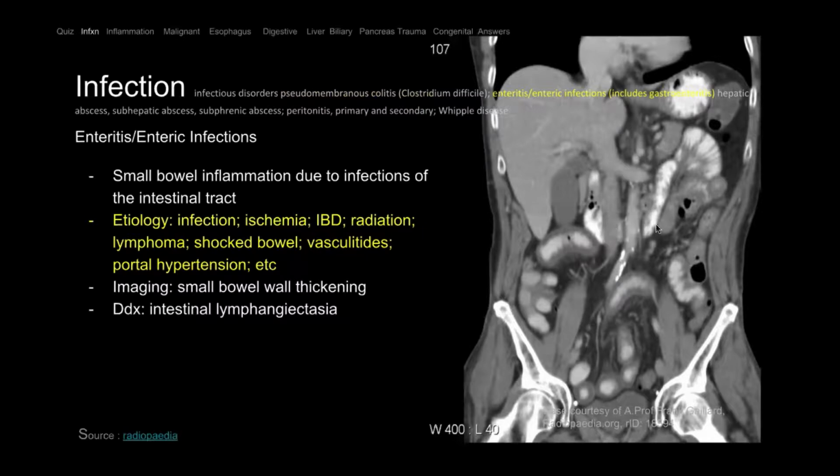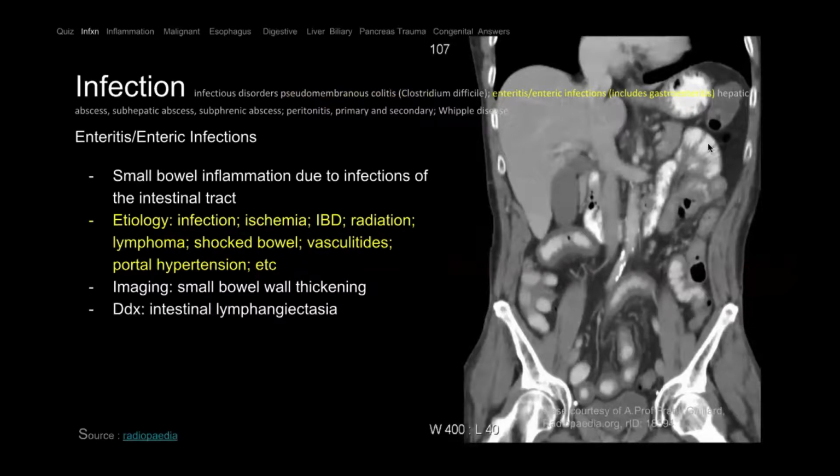It goes from the right, crosses the spine, under the SMA, and it goes to the left. And this is where the jejunum is. And this is the ligament of Treitz right here, and the duodenal-jejunal junction. So here, the normal bowel wall should be less than 3 millimeters. And if you look at here, it's thick.